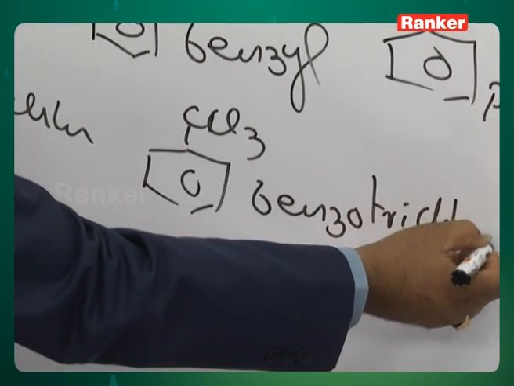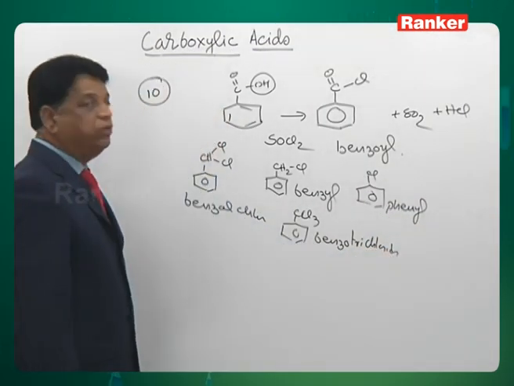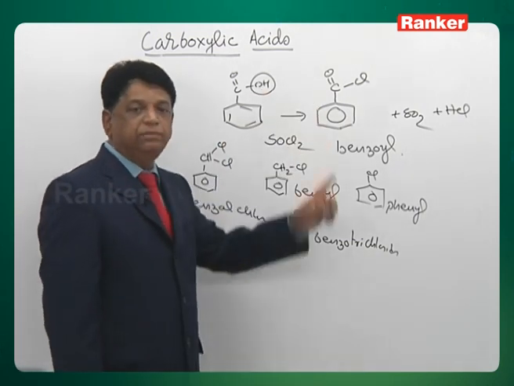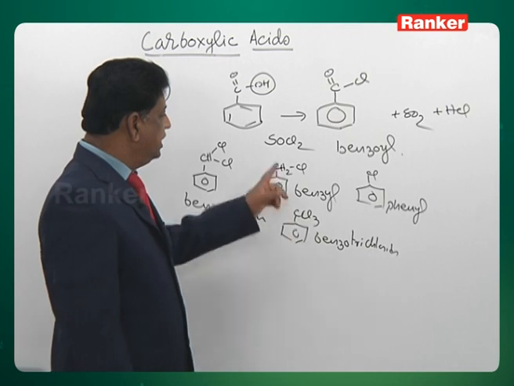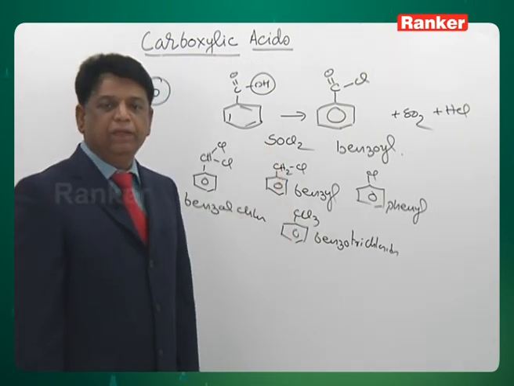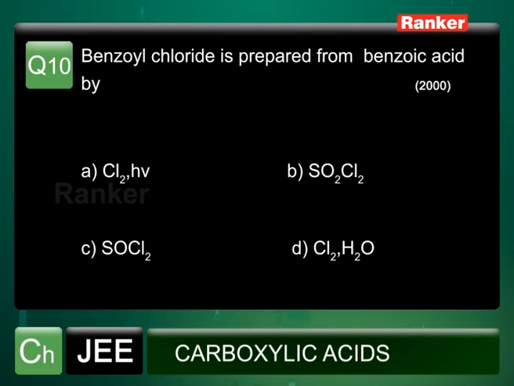So you should not get confused about what benzoyl chloride is. Benzoic acid on chlorination of this OH becomes benzoyl chloride, for which the specific reagent is thionyl chloride. That is the concept. So the answer goes to SOCl2, that is C.